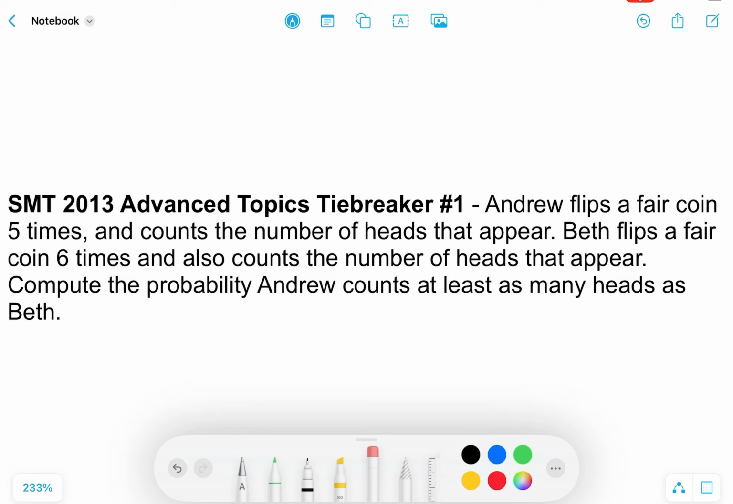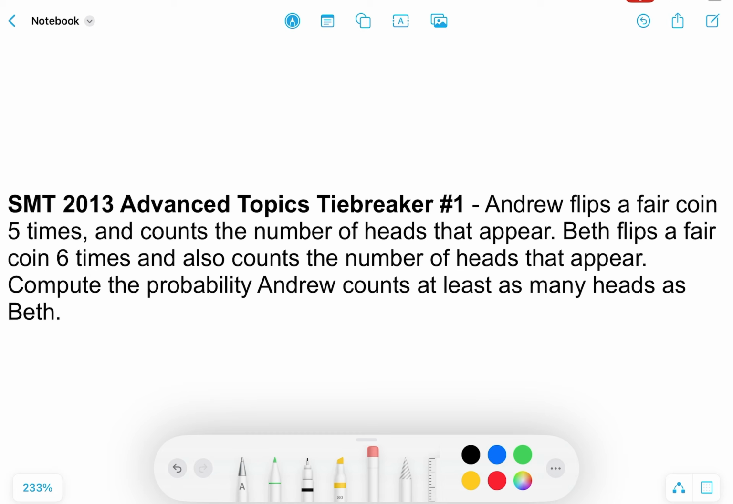Stanford Math Tournament 2013 Advanced Topics Tiebreaker number 1. Andrew flips a fair coin 5 times and counts the number of heads that appear. Beth flips a fair coin 6 times and also counts the number of heads that appear. Compute the probability Andrew counts at least as many heads as Beth.